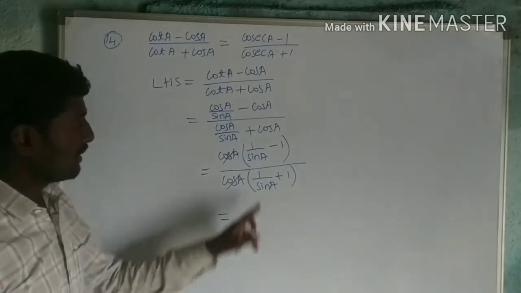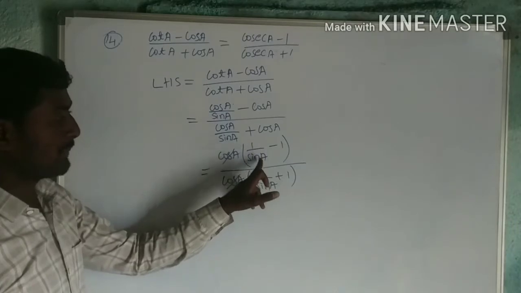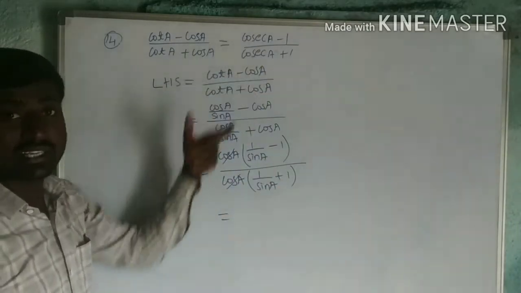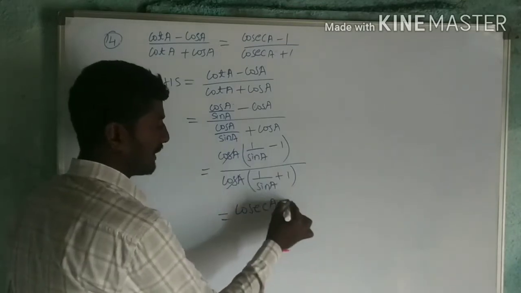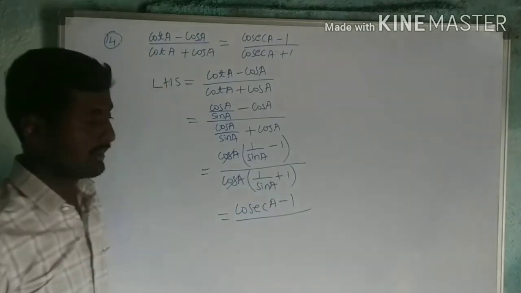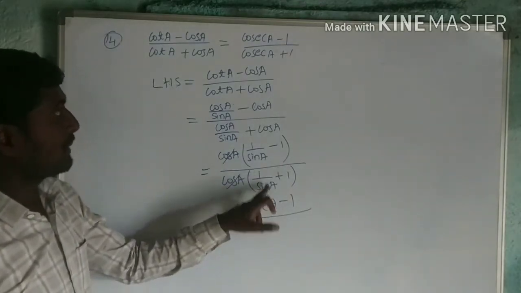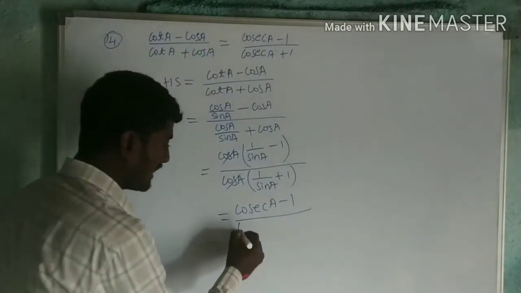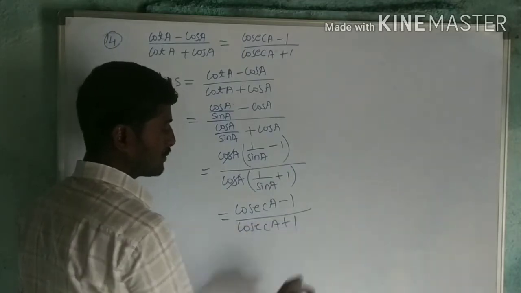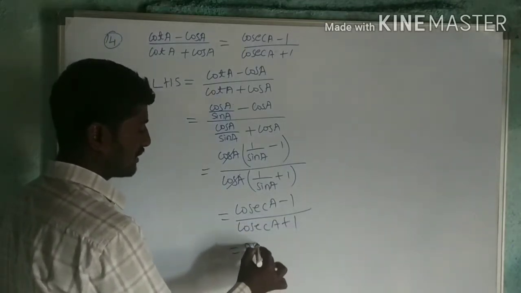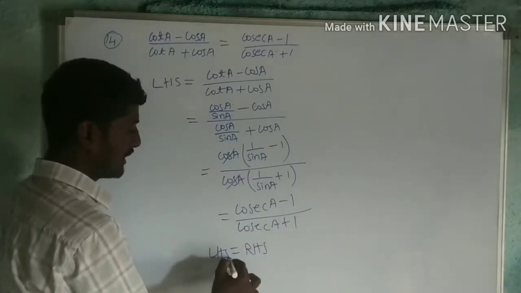Remain 1 divided by sin A. 1 by sin A is nothing but what? Cosec A I am getting. Cosec A minus 1 divided by 1 divided by sin A. 1 by sin A is nothing but cosec A. Cosec A plus 1. This is equal to what? RHS. Now here I am getting LHS is equal to RHS.